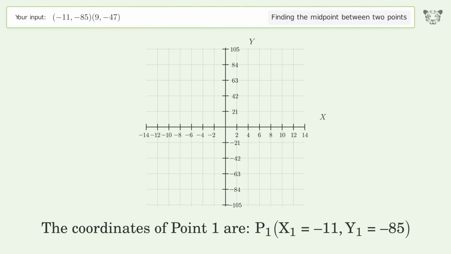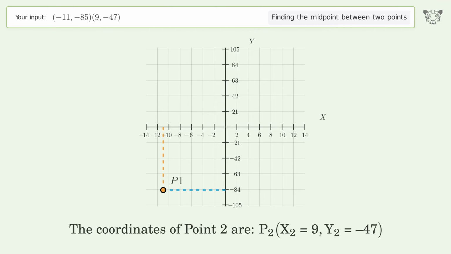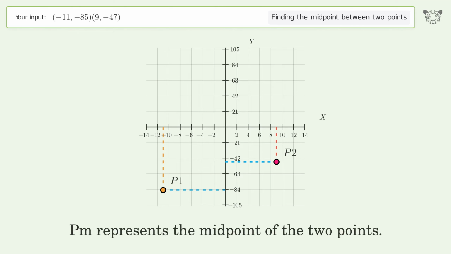The coordinates of point 1 are x1 equals -11, y1 equals -85. The coordinates of point 2 are x2 equals 9, y2 equals -47. PM represents the midpoint of the 2 points.